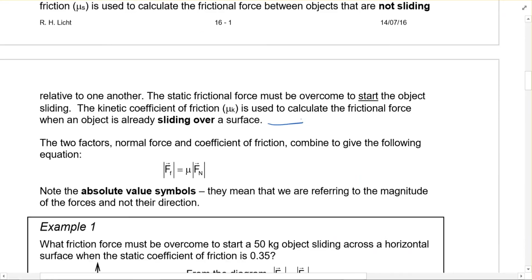So the two factors, normal force and coefficient of friction, combine to give the following equation. The force of friction is equal to mu, the coefficient of friction, times the normal force. And remember what these little bars on the side mean? It just means the magnitude. We're talking about the magnitude of these things. And it has to be, because we couldn't just multiply with the vectors, since these are in different directions, right? The force of friction is going to be back and the normal force is going to be up. I can't multiply those as vectors because they're in totally different directions.